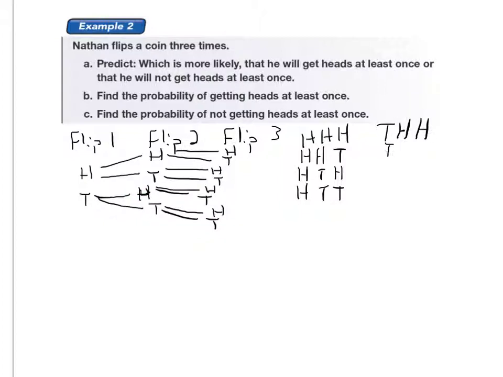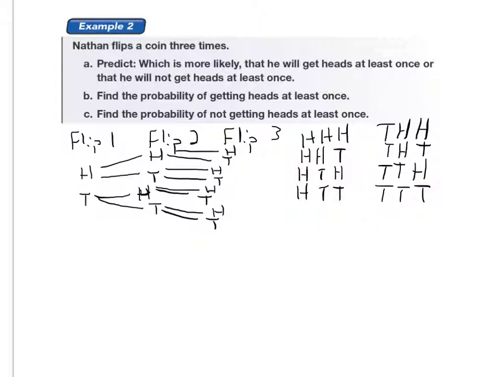I could get tails and then heads and then tails. I could get tails and then heads. Or I could get tails and then tails again. Okay, so there are 8 possibilities for things that can happen if I flip a coin 3 times. These are all of them right here. This would be my sample space.